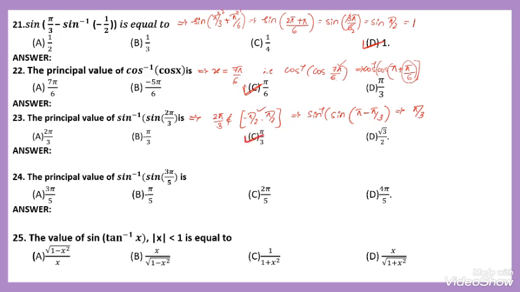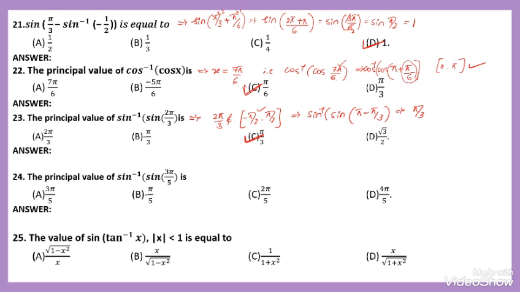Similarly, here the value x is 7 pi by 6, which is not in the range 0 to pi. So I can take it as pi plus pi by 6. The pi by 6 value is 30 degrees, and 30 degrees belongs to this range. Therefore, the principal value of cos inverse of cos x is pi by 6. Similarly, the principal value of sine inverse of sine 2 pi by 3 is pi by 3.